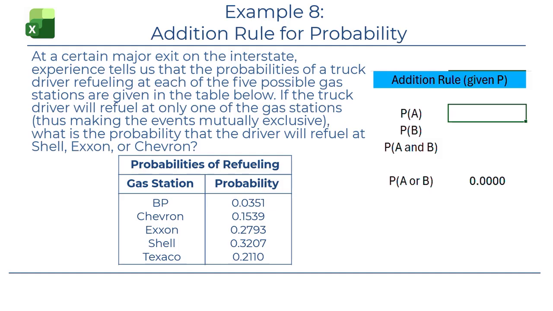So here we can see that our spreadsheet only has room for 2, but we're just going to make this work. We're going to take Shell, which is 0.3207, plus Exxon, which is 0.2793. And for B, we're going to use Chevron. So Chevron is 0.1539. There is no intersection, so it's mutually exclusive. So the probability that the driver will refuel at one of the 3 selected gas stations is 75.39%.